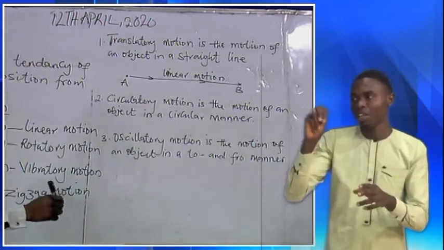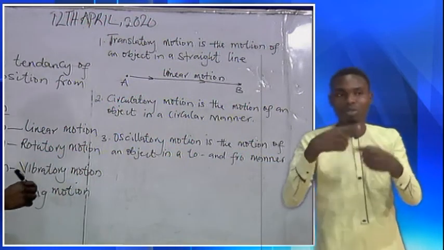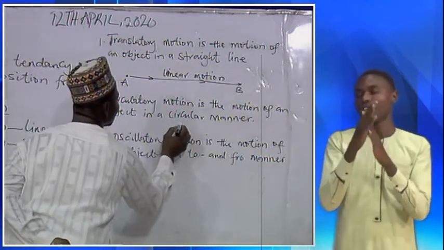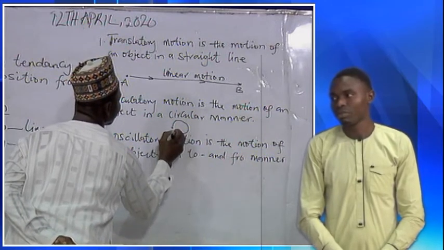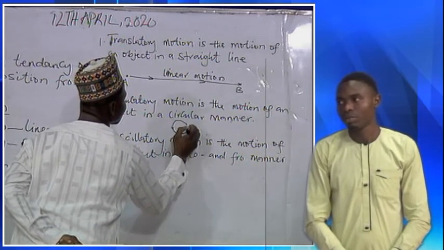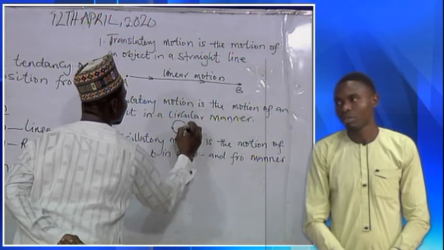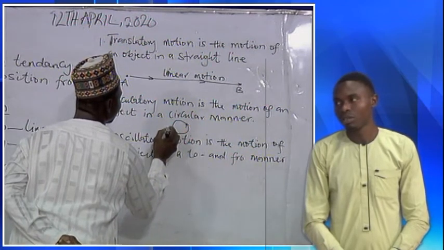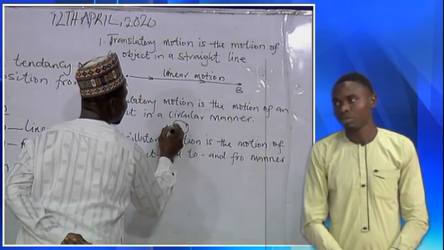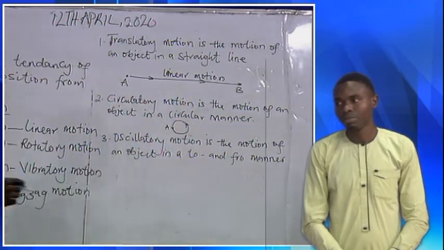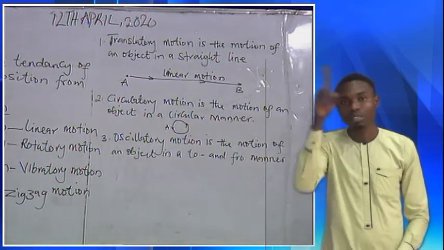To and fro manner. This one I forgot to put a cycle. So you have motion like this. A body starting from A and then going through to get to point A again. That is a circulatory form of motion.